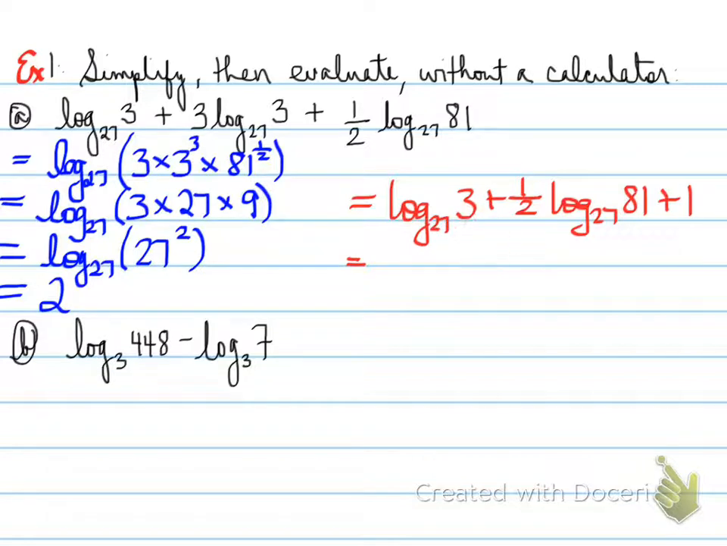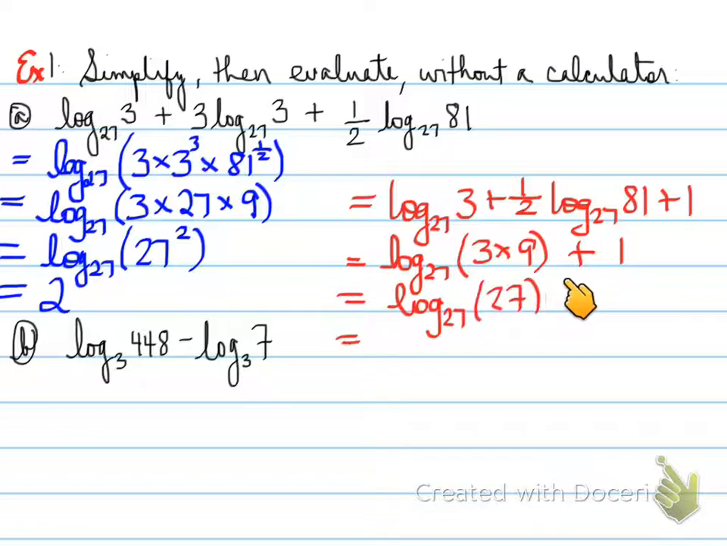The other two, we just rewrote and converted them, because we know that the square root of 81 is 9, and we can do the product law here, plus 1. And then 3 times 9 is 27. Log base 27 of 27, and we know that answer is just 1, so it's 1 plus 1, and the answer is 2. So whether you do it the red way or the blue way, I guarantee, folks, you'll get the same answer. Let's look at the next one.